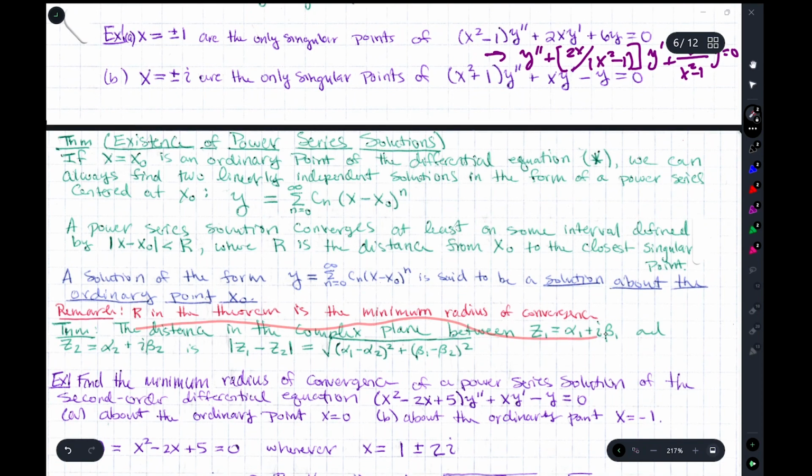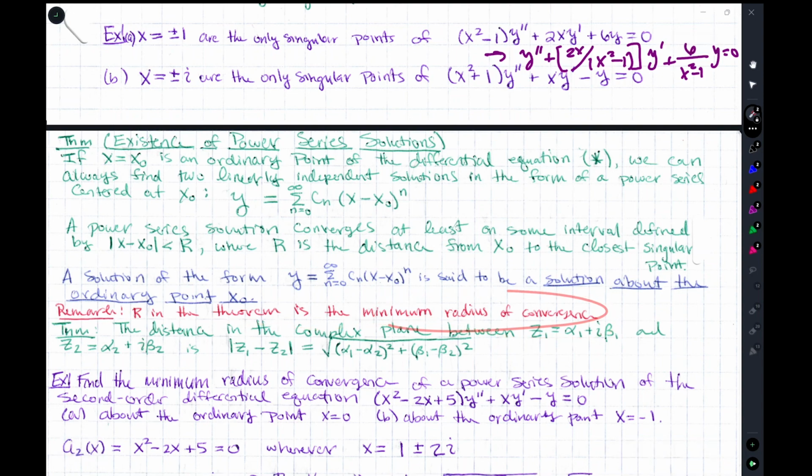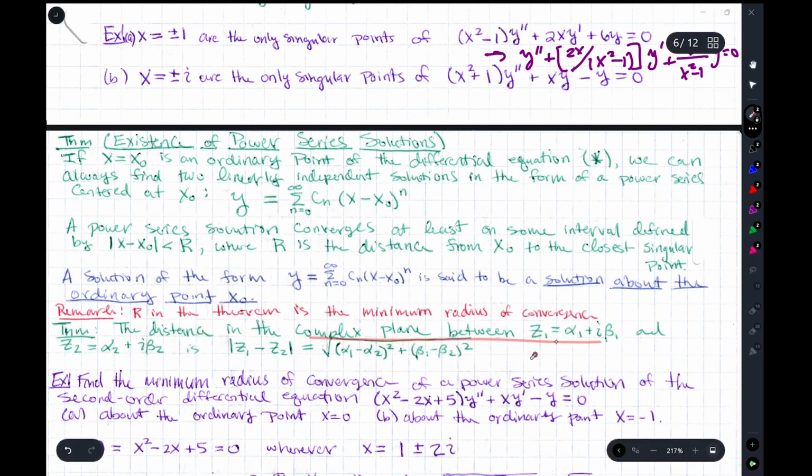Remark: R in the theorem is the minimum radius of convergence. This theorem guarantees that radius of convergence. That doesn't mean that you can't find a larger radius of convergence along the real line. Also, something to recall here: the distance in the complex plane between this point and that point is equal to this. We need that because we're going to be looking at distances from a point on the real line to the singular point. Here we found a singular point that was imaginary, so these are distances in the complex plane.